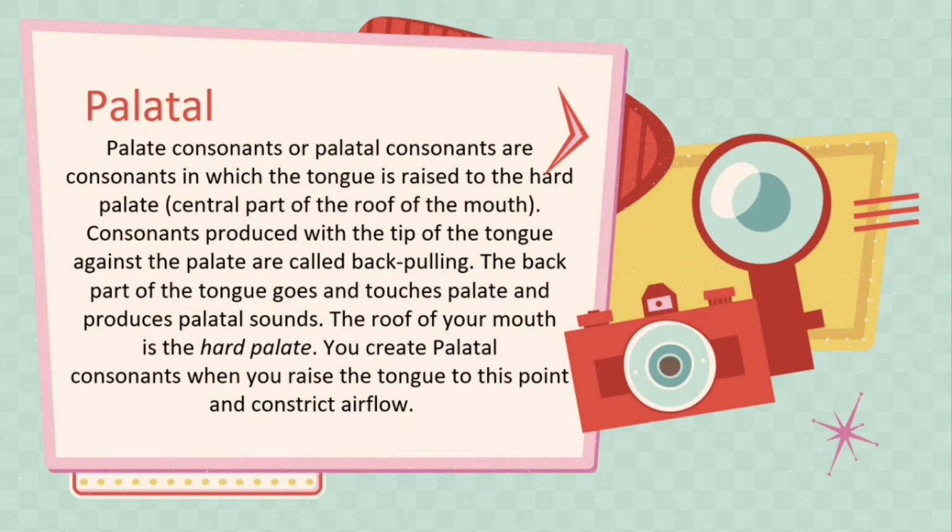Palatal consonants are consonants in which the tongue is raised to the hard palate, the central part of the roof of the mouth. Consonants produced with the tip of the tongue against the palate are called back pulling. The back part of the tongue touches the palate and produces a palatal sound. The roof of your mouth is the hard palate. You create palatal consonants when you raise the tongue to this point and constrict airflow.